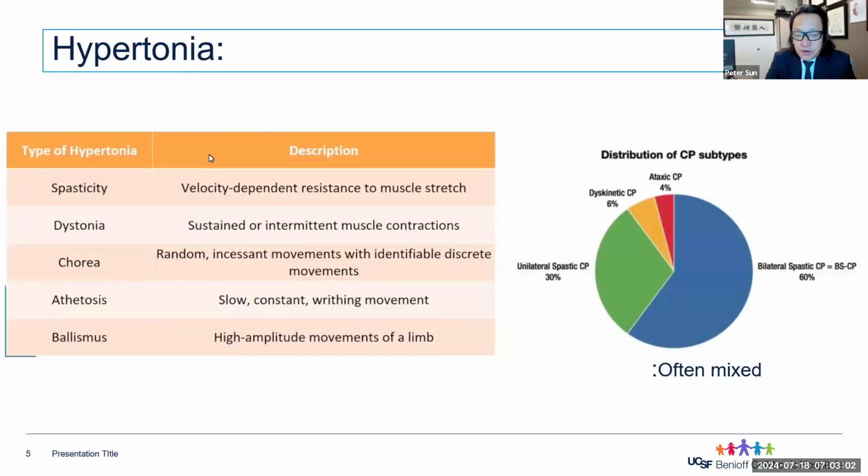So there's various types of hypertonia in cerebral palsy. Spasticity is defined as velocity-dependent resistance to muscle stretch, and it is the most common form of hypertonia in cerebral palsy, as we can see here, although these types are frequently mixed together, and it's important during physical exam to try to tease out what patients have.